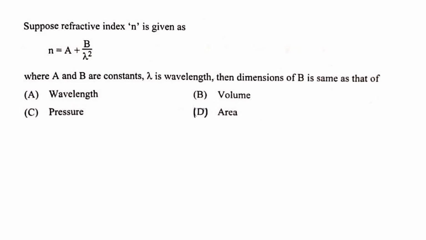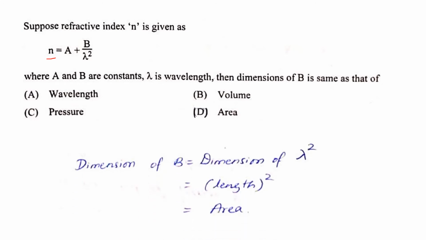Suppose refractive index n is given as n is equal to a plus b divided by lambda square, where a and b are constants, lambda is wavelength, then dimension of b is same as that of. Here we know that n is always dimensionless because it is a refractive index. Here given that a and b are constants, therefore dimension of b should be equal to dimension of lambda square. So we know that dimension of lambda square is length square, that is nothing but area. Therefore dimension of b is same as that of area.